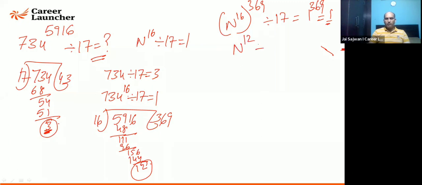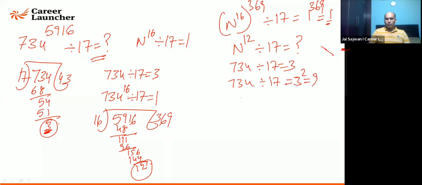So n to the power of 12 divided by 17, this is the remainder I want to find. You already know 734 is n, divided by 17, remainder is 3. I'll square it. 3 square is 9. I'll cube it. So multiplication of these two values will give you the product. 9 threes are 27, divided by 17, remainder comes out to be 10.